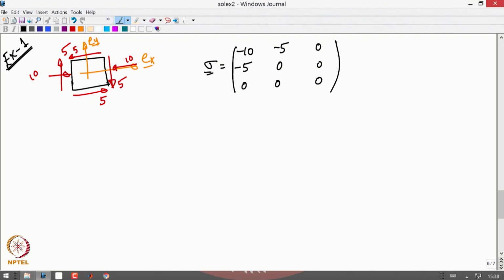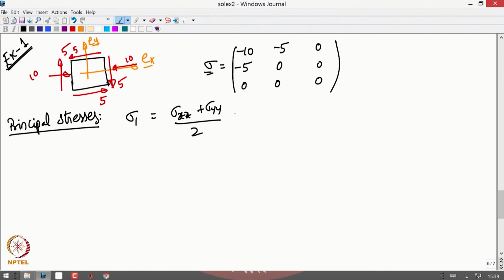Now, for this state of stress I am interested in finding what are the principal stresses and maximum shear stress. To find the principal stresses, you know that the principal stress sigma 1 is given by (sigma xx plus sigma yy) by 2 plus the radius of Mohr's circle, which is square root of ((sigma xx minus sigma yy) by 2) whole square plus sigma xy whole square.